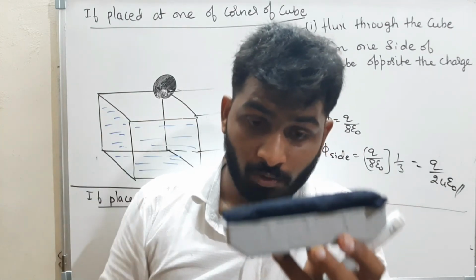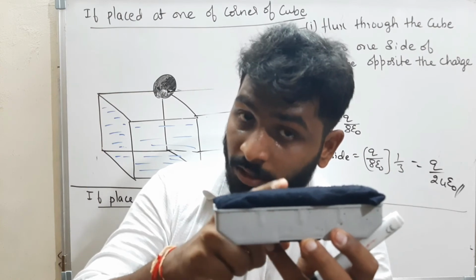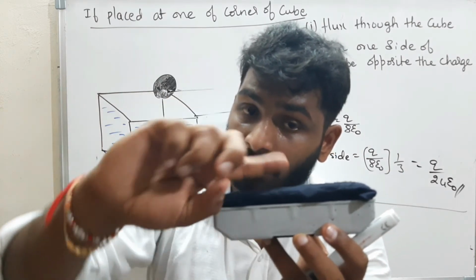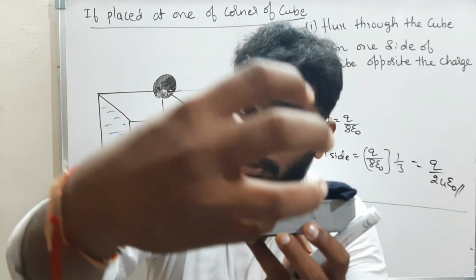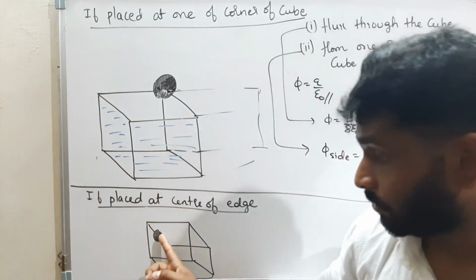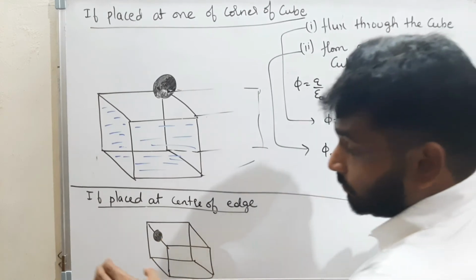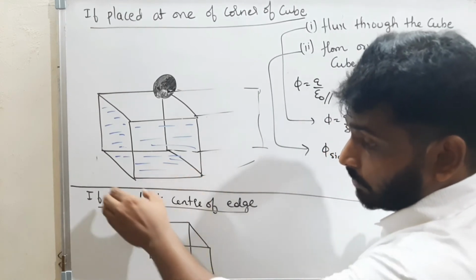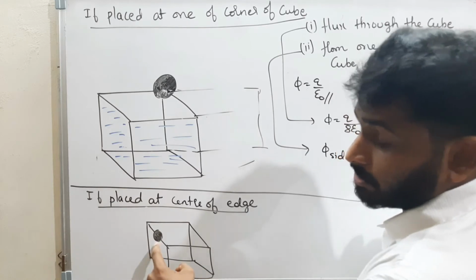Can you imagine that? Only 1/4 of the charge will be inside this. The remaining 3/4 will be outside. To cover that, I need 1 more cube here, 1 more cube this side, 1 more cube downward. That means I need 4 cubes to cover this charge. I need 1 cube here, 1 cube on top, and 1 cube here.